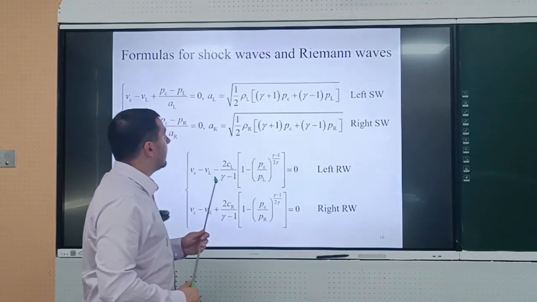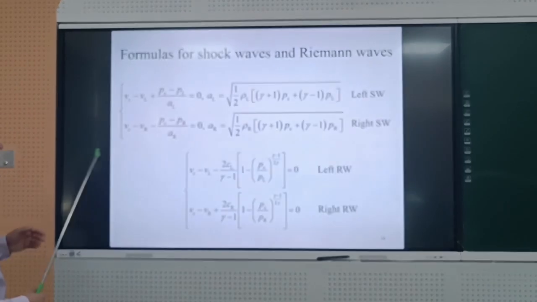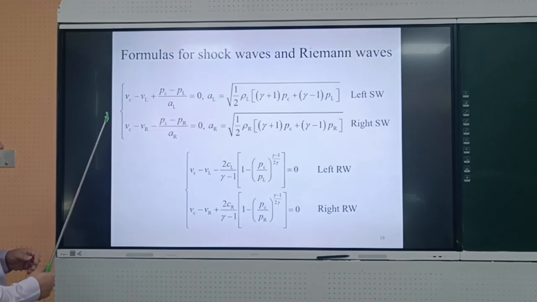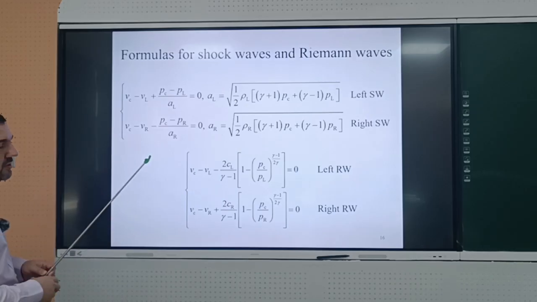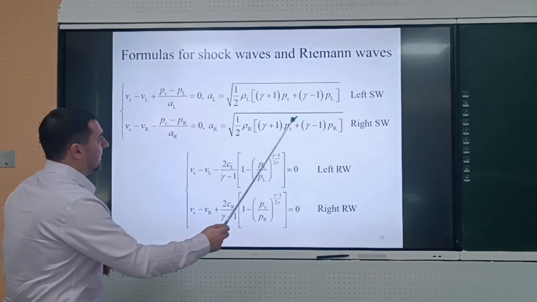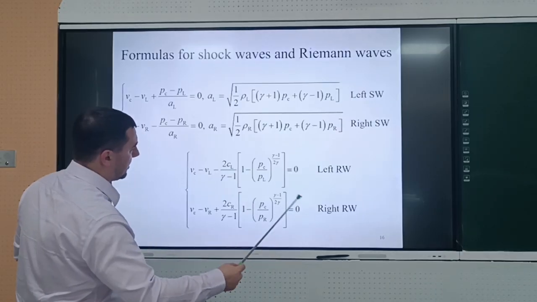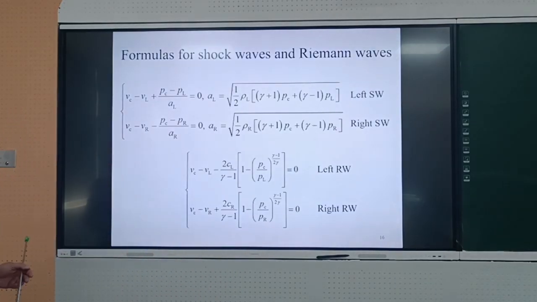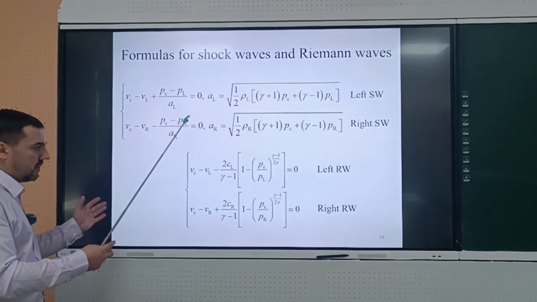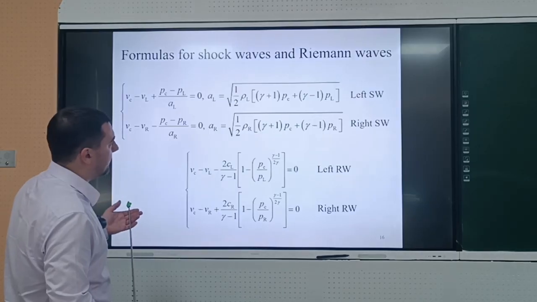So what's the result? We know that each wave in the Riemann problem solution, each wave that propagates to the left and to the right, should be either a shock wave or a refraction wave. So we obtained expressions for the left shock wave and right shock wave, and for the left refraction wave and right refraction wave. Now we have all the ingredients in hand to build the Riemann problem solution.